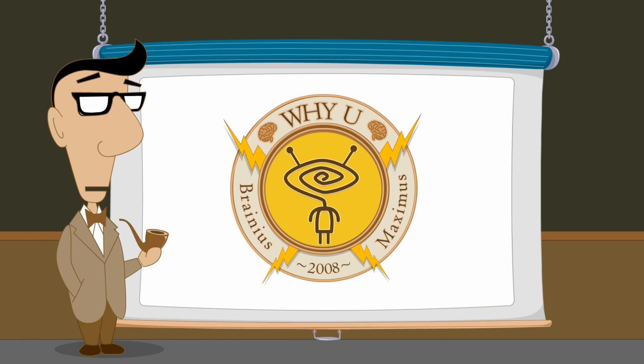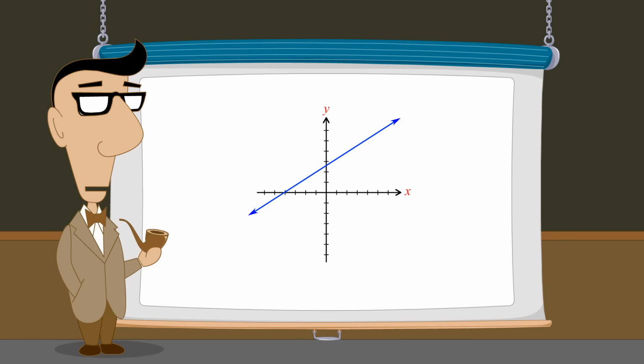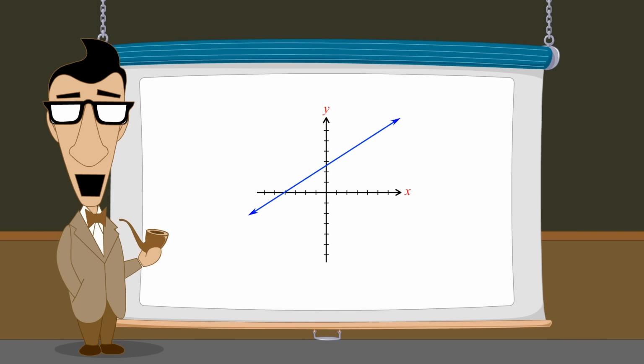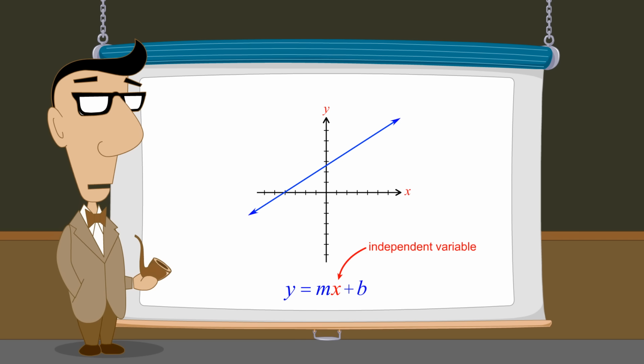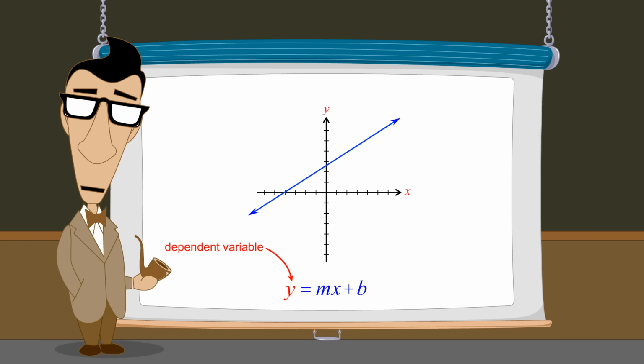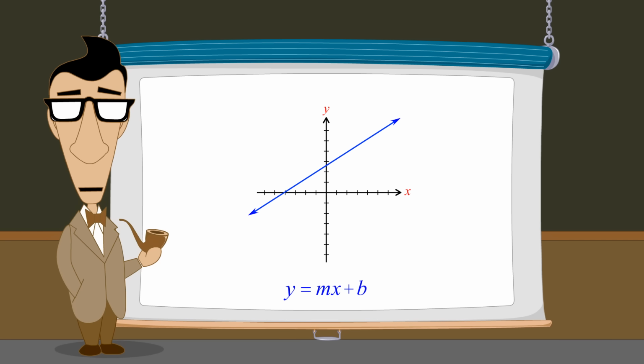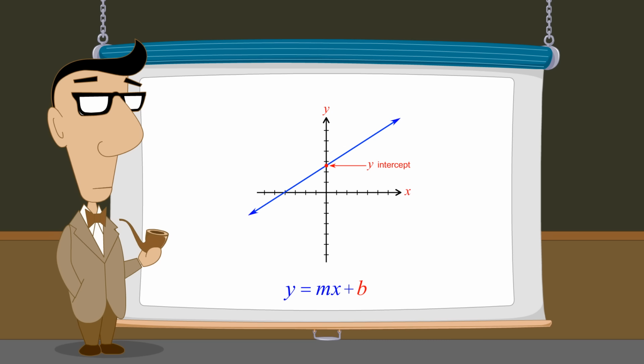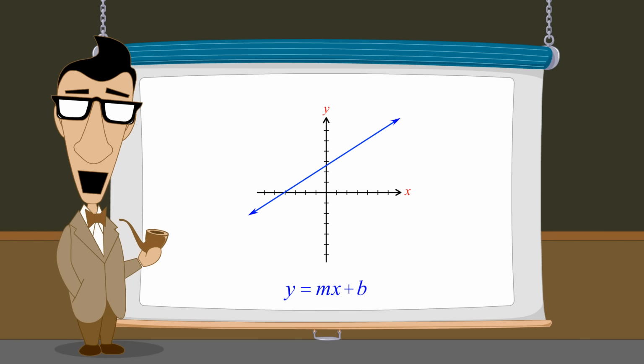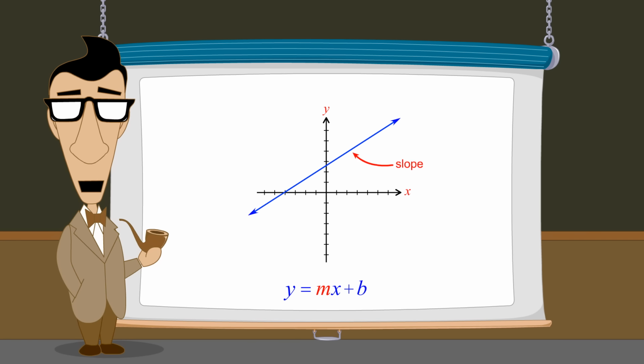In the last lecture, we saw how an equation for a line can be written in slope-intercept form. This form of a linear equation is written as y equals mx plus b, where x is typically chosen as the independent variable, y is the dependent variable, and m and b are constants. We saw that the constant b determines the point at which the line intersects the y-axis. This point is called the y-intercept, and its coordinates are (0, b). We also saw that the constant m determines the slope of the line.